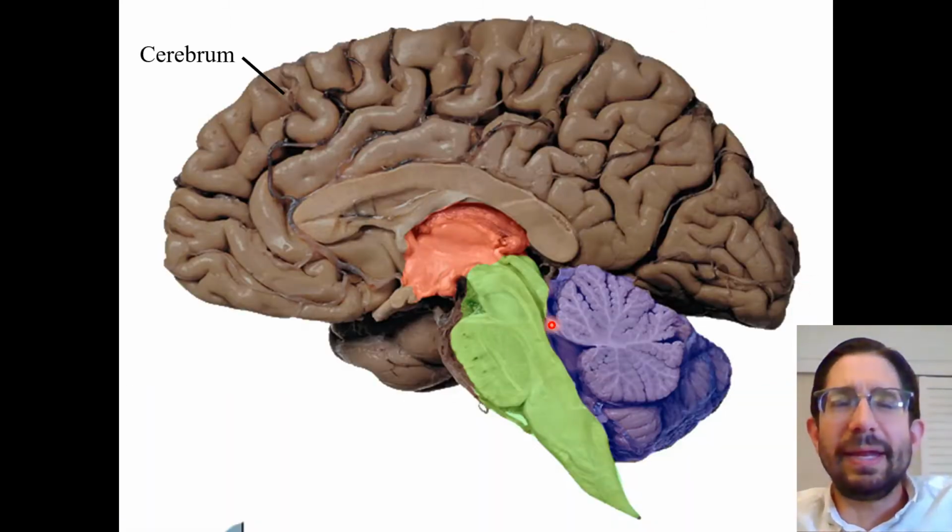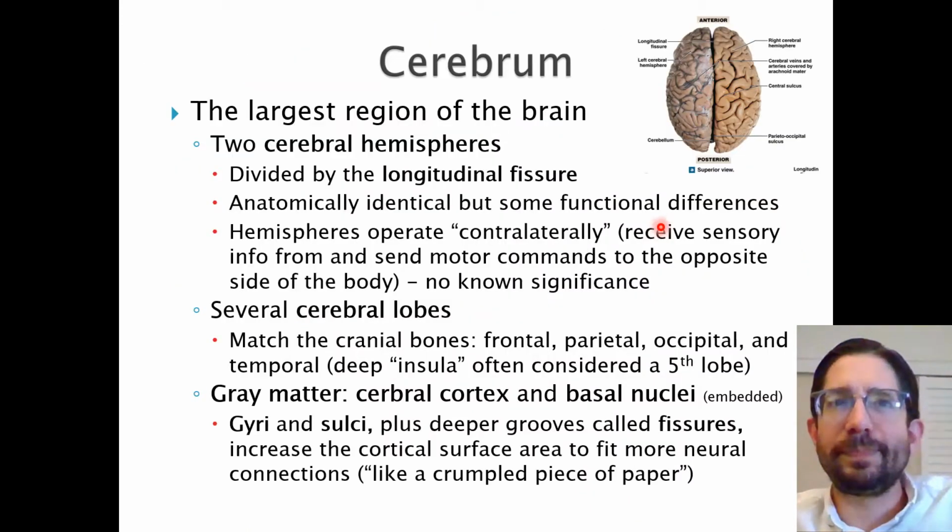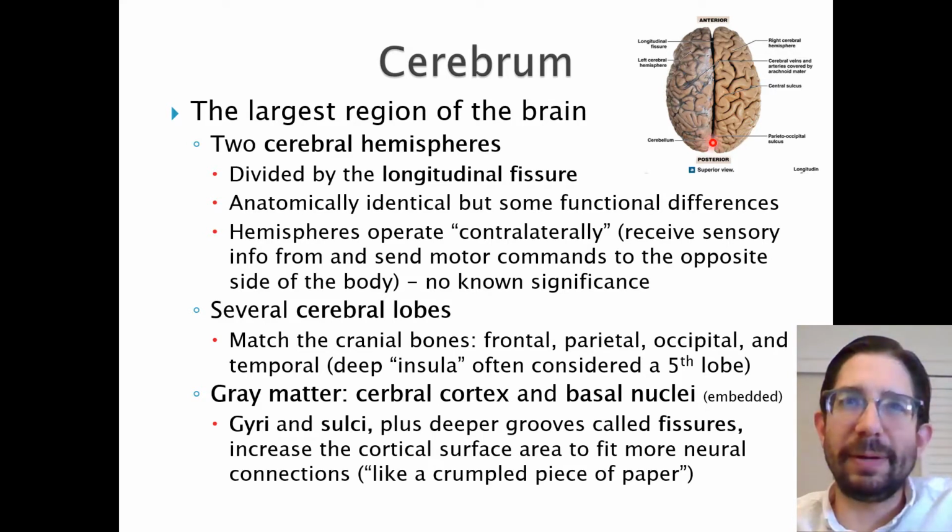And revisiting this image from before, this darkened region, all of this is the cerebrum, the largest region of the brain, and it's made of two cerebral hemispheres. So one on a left hemisphere and a right hemisphere, and they're divided by the longitudinal fissure. Remember earlier we talked about the dura mater and how it makes folds like the falx cerebri that goes down the midline of the brain.